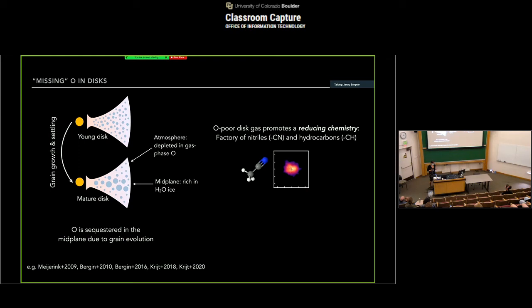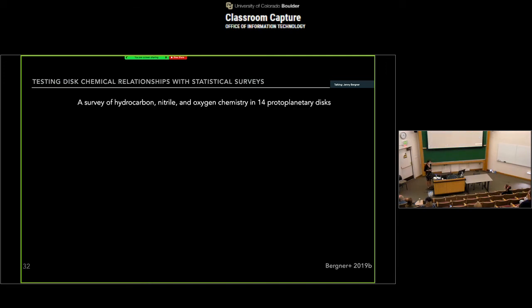Until very recently, this was very much just a qualitative explanation for a lot of the trends that we were seeing in disks. But we set out to understand whether this oxygen-depleted gas framework can actually systematically explain the emission of nitriles and hydrocarbons that we're observing in disks. To do so, we set out to survey what is, in disk studies, a statistical sample of 14, looking at the hydrocarbon, nitrile, and oxygen chemistry in 14 disks spanning from about 1 million years to 10 million years in age.